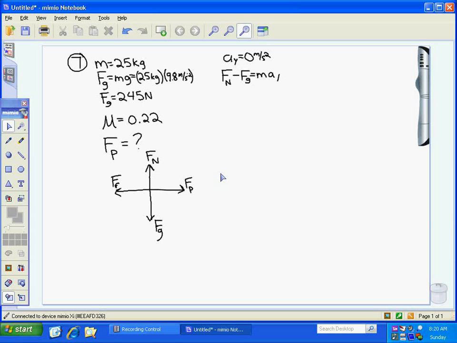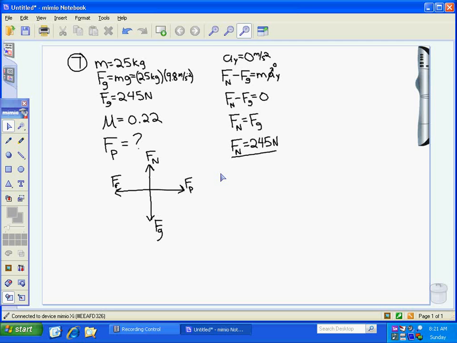Now, what we notice here is that a y is 0, so f sub n minus f sub g is equal to 0, because your a y is 0. So now f sub n equals f sub g, which we already calculated, which is the weight. So my normal force is equal to the weight of 245 newtons. Now we can work in the x direction. And we needed this so we could plug in the normal force for the frictional force.